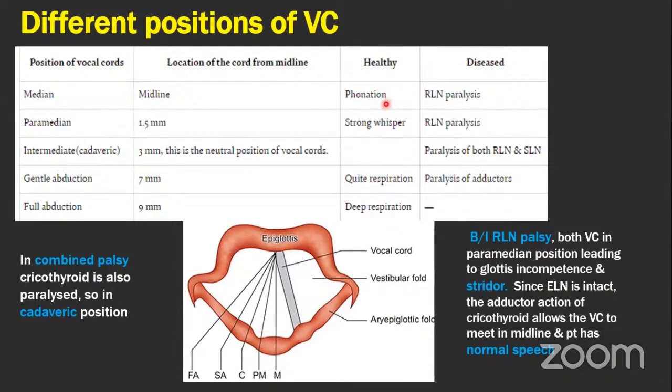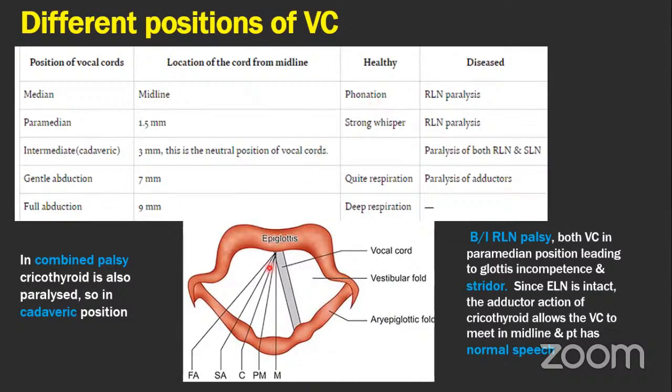But it can also happen in a recurrent laryngeal nerve palsy. So, median position and paramedian. Paramedian position is during strong whisper. The cord is in the paramedian position, that is 1.5 millimeters from the midline. So median, then 1.5 millimeter is paramedian. So this median position and paramedian position can happen in recurrent laryngeal nerve palsy. So usually in normal phonation, it is in the median position. In strong whisper, it is the paramedian position. Okay.